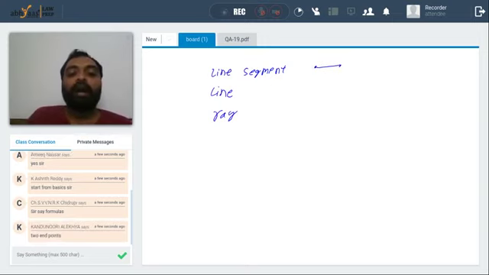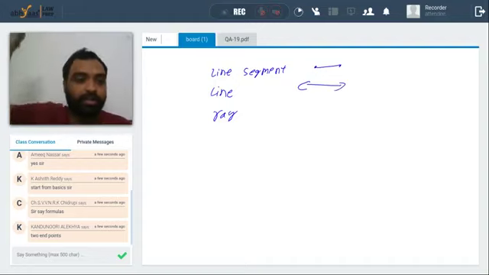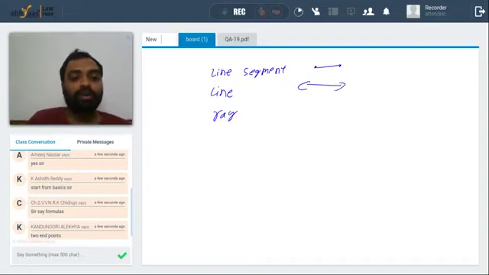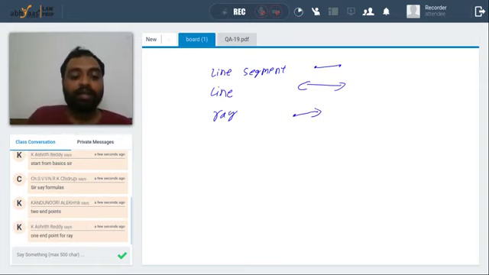What is a line? A line actually goes to infinity this way, and this also goes to infinity. There is no endpoint to it. It is going this way to infinity, this way it is also going to infinity. So there is no end. There is no stop for it. Ray: one end is there, the other end is infinity. Correct. One endpoint, our starting point, is there. The other is infinity.